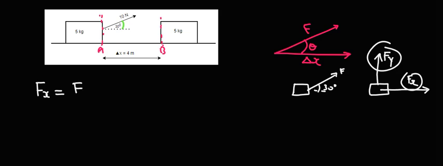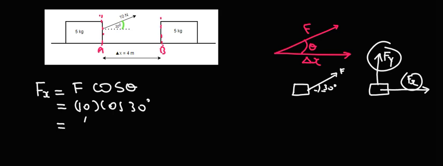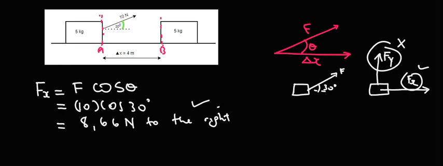The formula to calculate the magnitude of Fx is the force itself multiplied by cos of the angle. So the force is 10 newtons, and this is multiplied by cos 30. If we round off the answer to 2 decimal places, we get 8.66 newtons to the right. So this is the force that's going to be doing work. This one is not going to be doing work because it is not parallel to the displacement at all, but rather it is perpendicular to the displacement of the object.